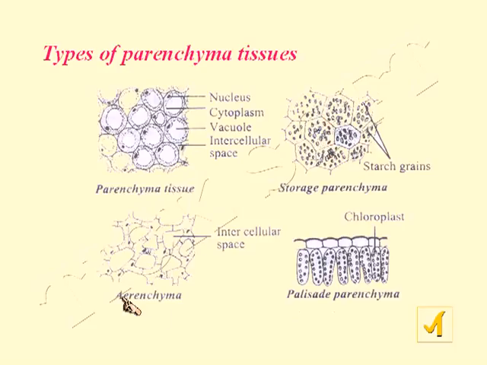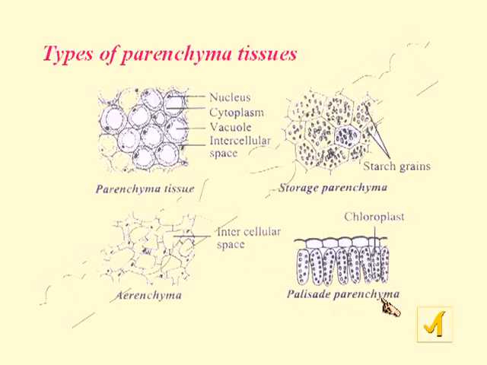And the next one is the aerenchyma. This parenchyma tissue is present in water plants, and it is involved in the floating of plants, and it contains intercellular spaces. In these spaces, air is filled. So the air-filled space is involved in the floating function. So this is known as aerenchyma.